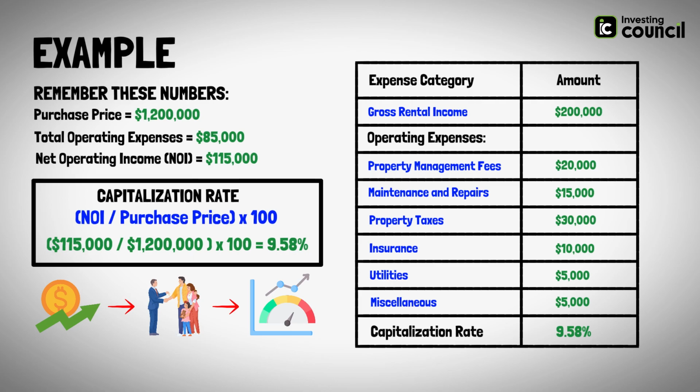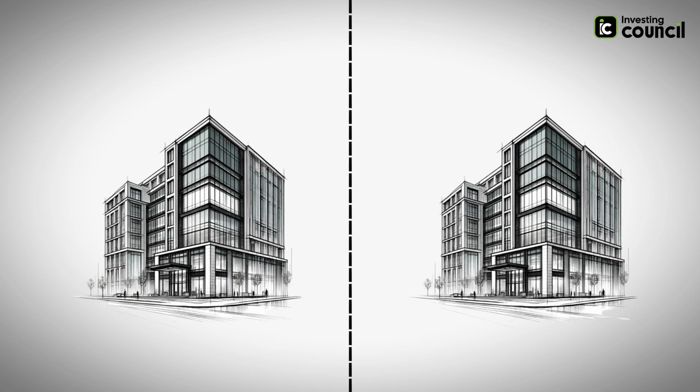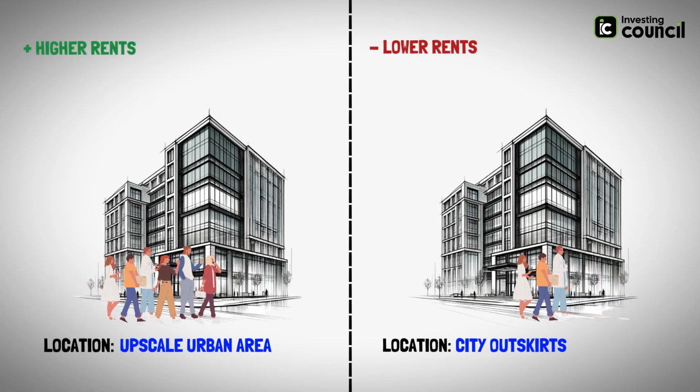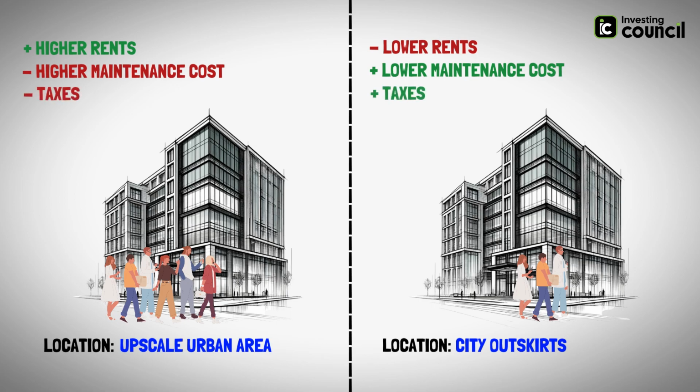The formula reveals that properties with higher net operating income and lower valuations tend to have higher cap rates, and vice versa. Consider two properties identical in every way except their locations, one in an upscale urban area, the other on the city outskirts. Generally, the urban property would fetch higher rents, though this could be offset by higher maintenance costs and taxes. This property would likely have a lower cap rate due to its high market value, indicating a better valuation and lower risk prospect for appreciation returns.